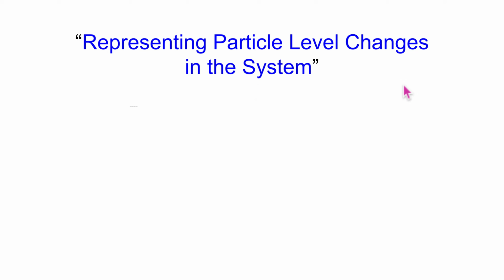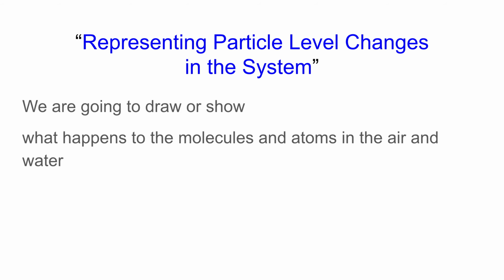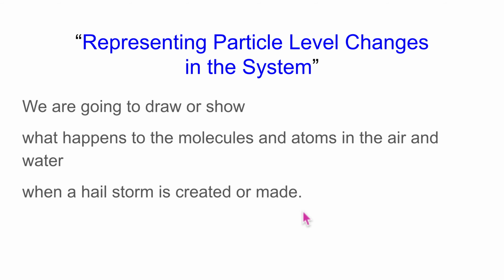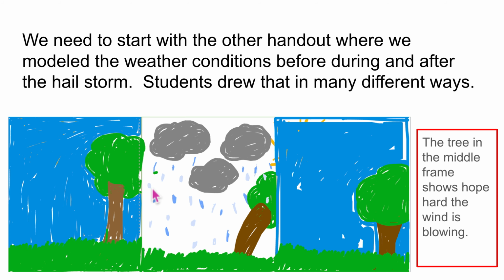Representing particle level changes in the system therefore means we are going to draw or show what happens to the molecules and atoms in the air and water when a hailstorm is created. We need to include the energy in the particles and how the energy is transferred from where there's high energy to where there is low energy. So we need to start thinking about that other handout where we model the weather conditions before, during, and after the hailstorm. Students drew that in many ways.